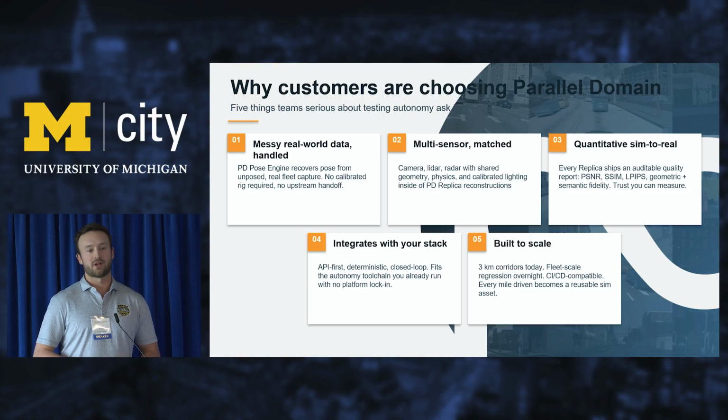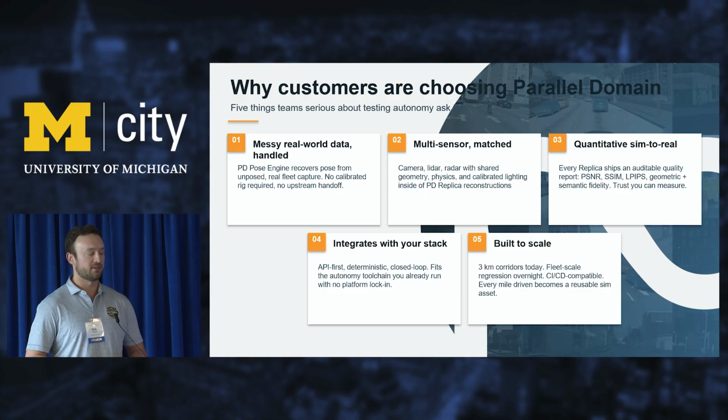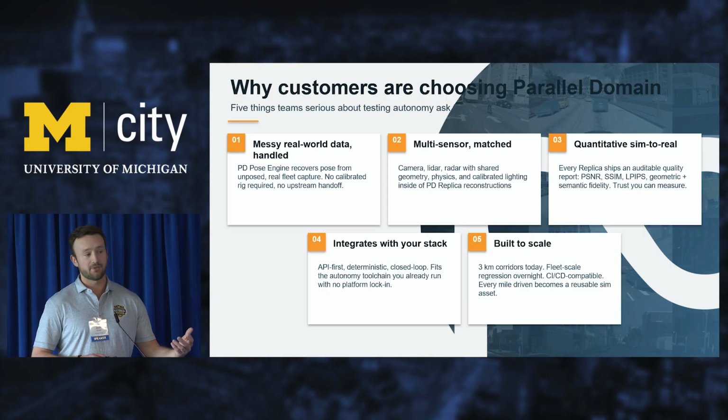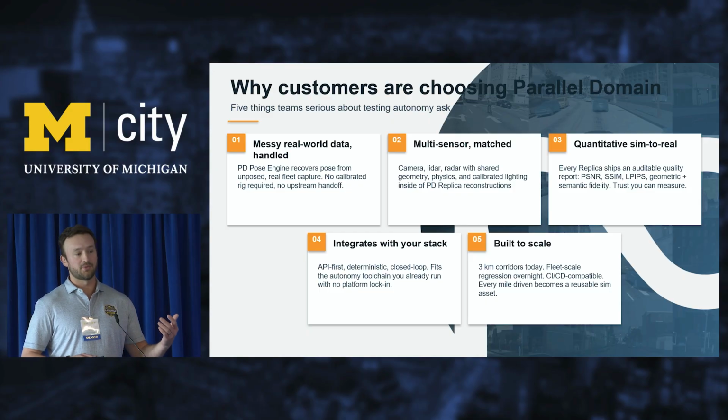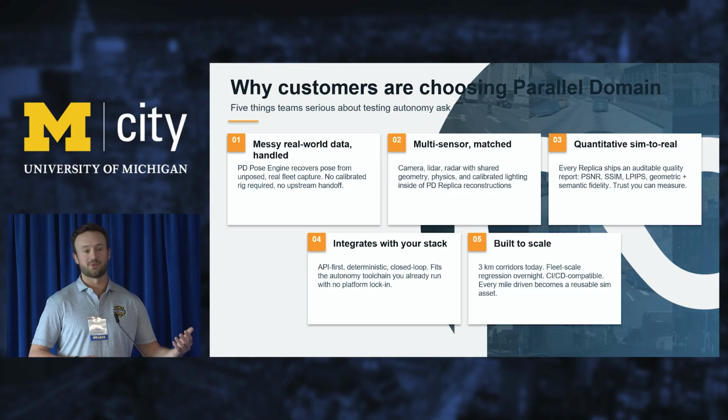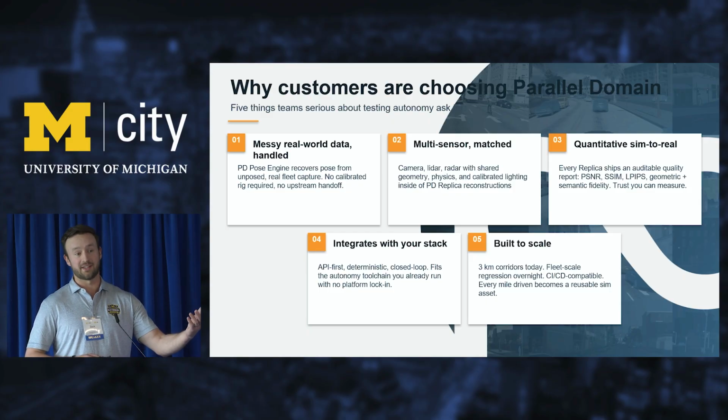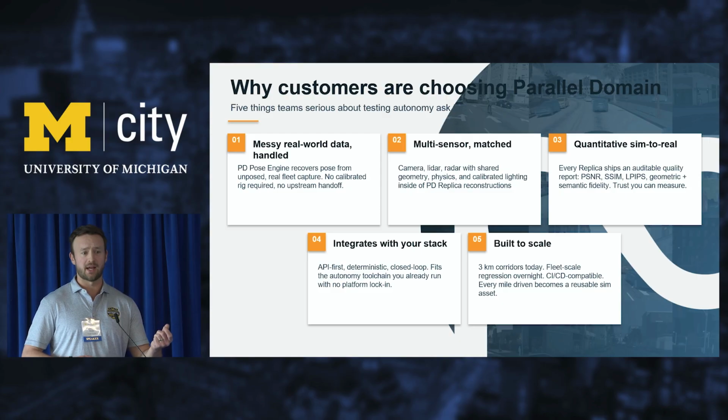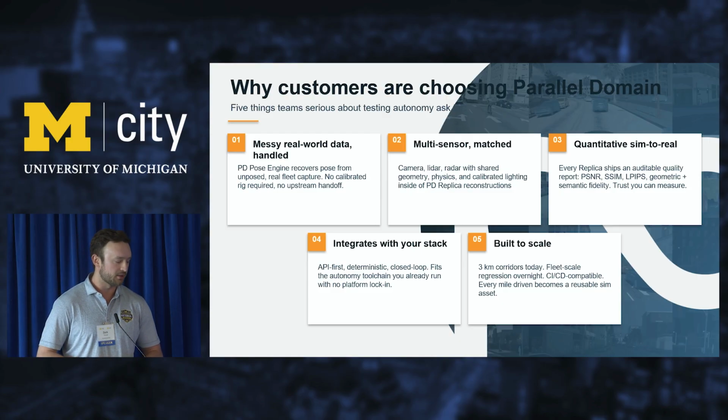You have to be able to trust the simulation and the reconstructions that are being developed. And so every replica, that's what we call our digital twins, comes with empirical data so that the development team on the other side can develop trust that the real-to-sim gap is within specific parameters, so that they can trust the tests that they're running.